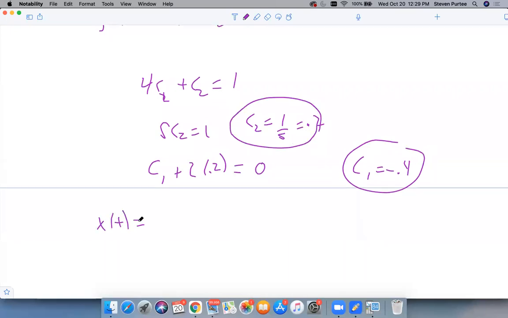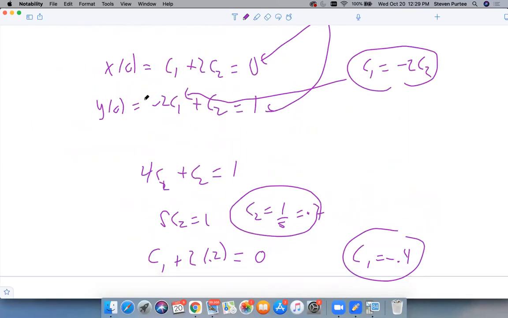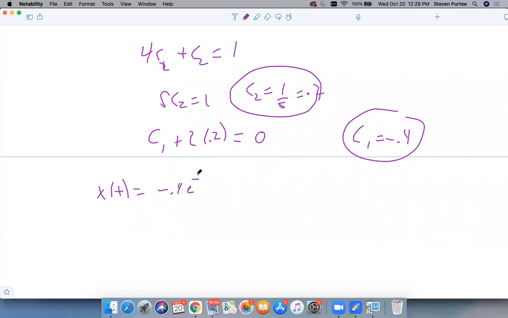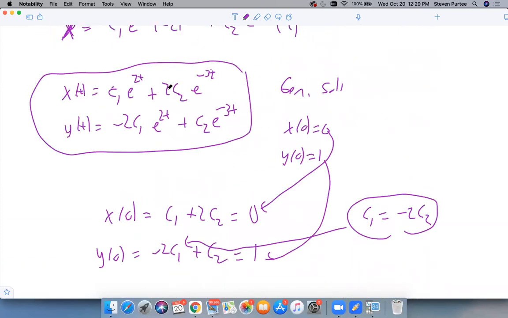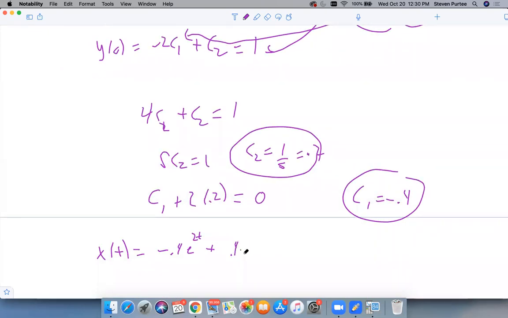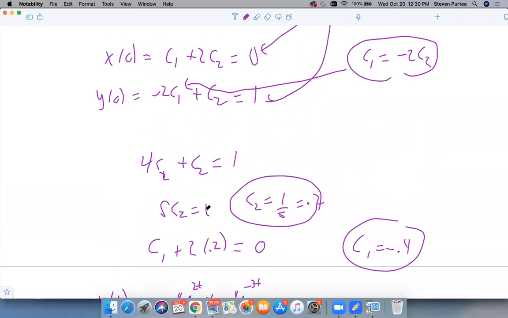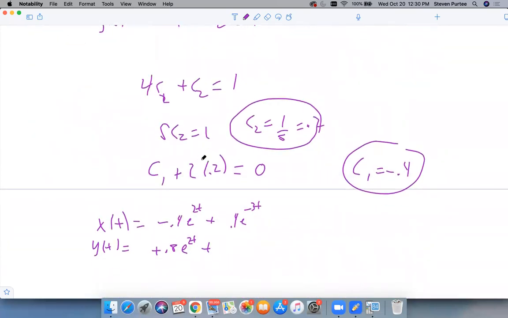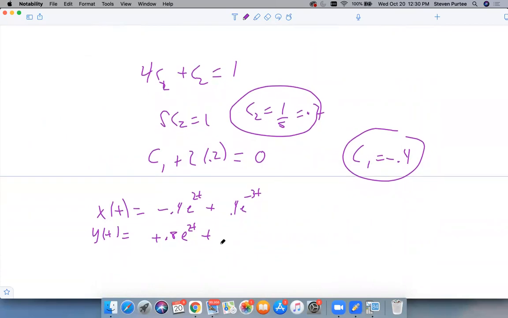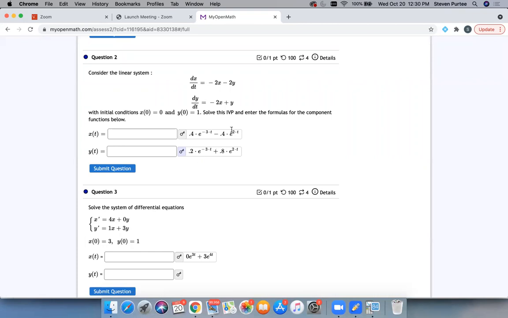So x of t is C1 e to the 2t, negative 0.4 e to the 2t plus twice C2. Don't forget about these guys. 2 times C2 would be 0.4 e to the negative 3t. And y of t, same game. Negative 2C1. So negative 0.8, no, positive 0.8 e to the 2t plus C2, 0.2 e to the negative 3t. Let's see if I did all that. Yep. Yeah, so they wrote it in the other order. That's okay.